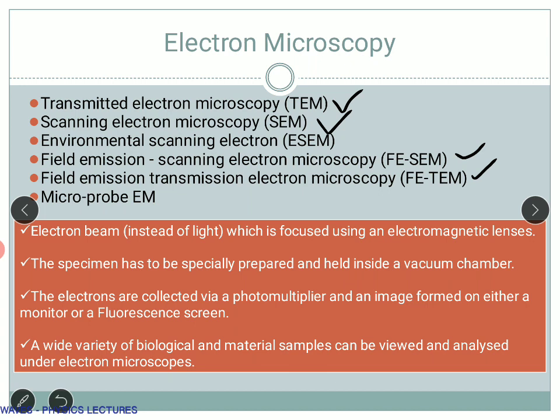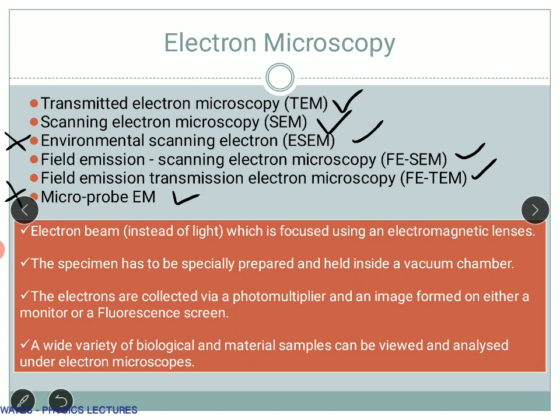We do have something which is called microprobe electron microscopy and environmental scanning electron microscopy. This environmental scanning electron microscopy is mostly used for studying biological samples or samples which are wet in nature and so on. But we are not going to study this. What we are going to study is the other four. So these two we are not going to look into right now in detail.